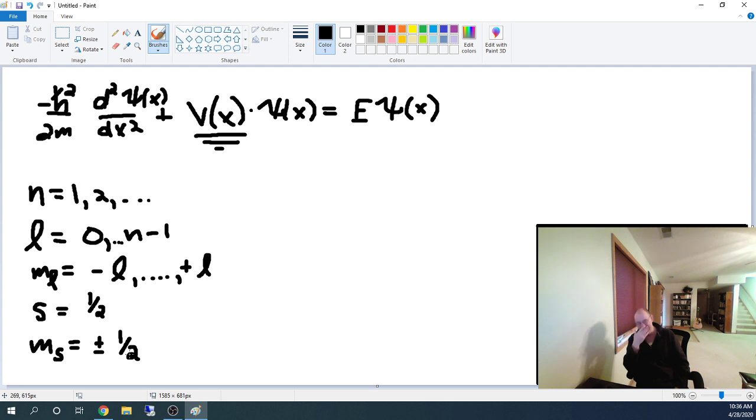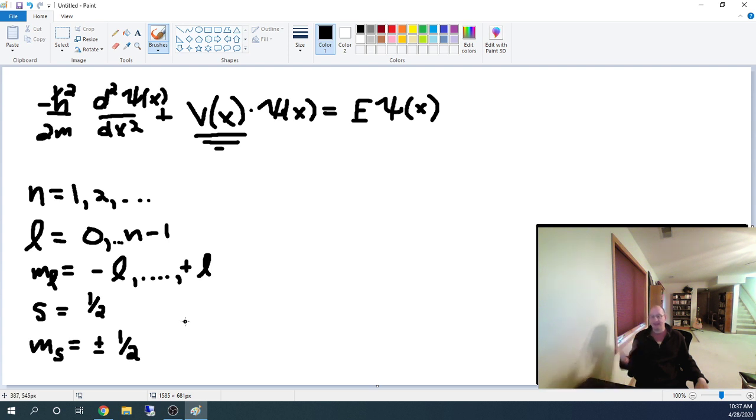It turns out that the electron orbiting around actually causes it to want to be anti-aligned. That's the lower energy state. If they are aligned, that's the higher energy state, but it's a really small difference. Okay, so that's one thing that happens.